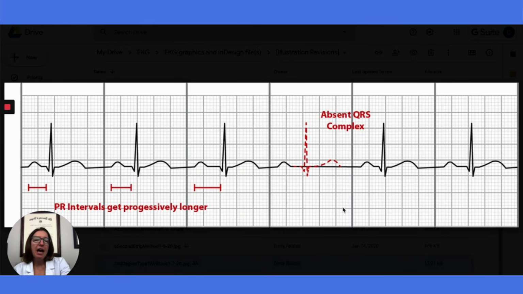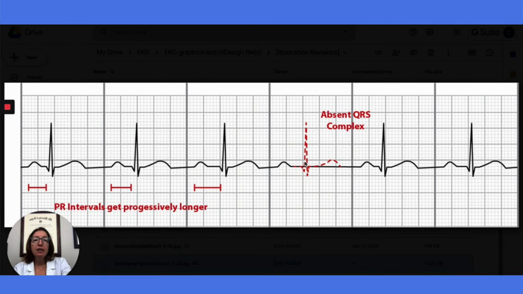Okay, here we have a second degree AV block type 1, which causes a progressive increase in the impulse conduction times between the atria and the ventricles until one impulse fails to conduct. So usually second degree type 1 AV blocks are temporary and do not require treatment. However, if cardiac output is insufficient, then atropine can be used for patients with this type of block.